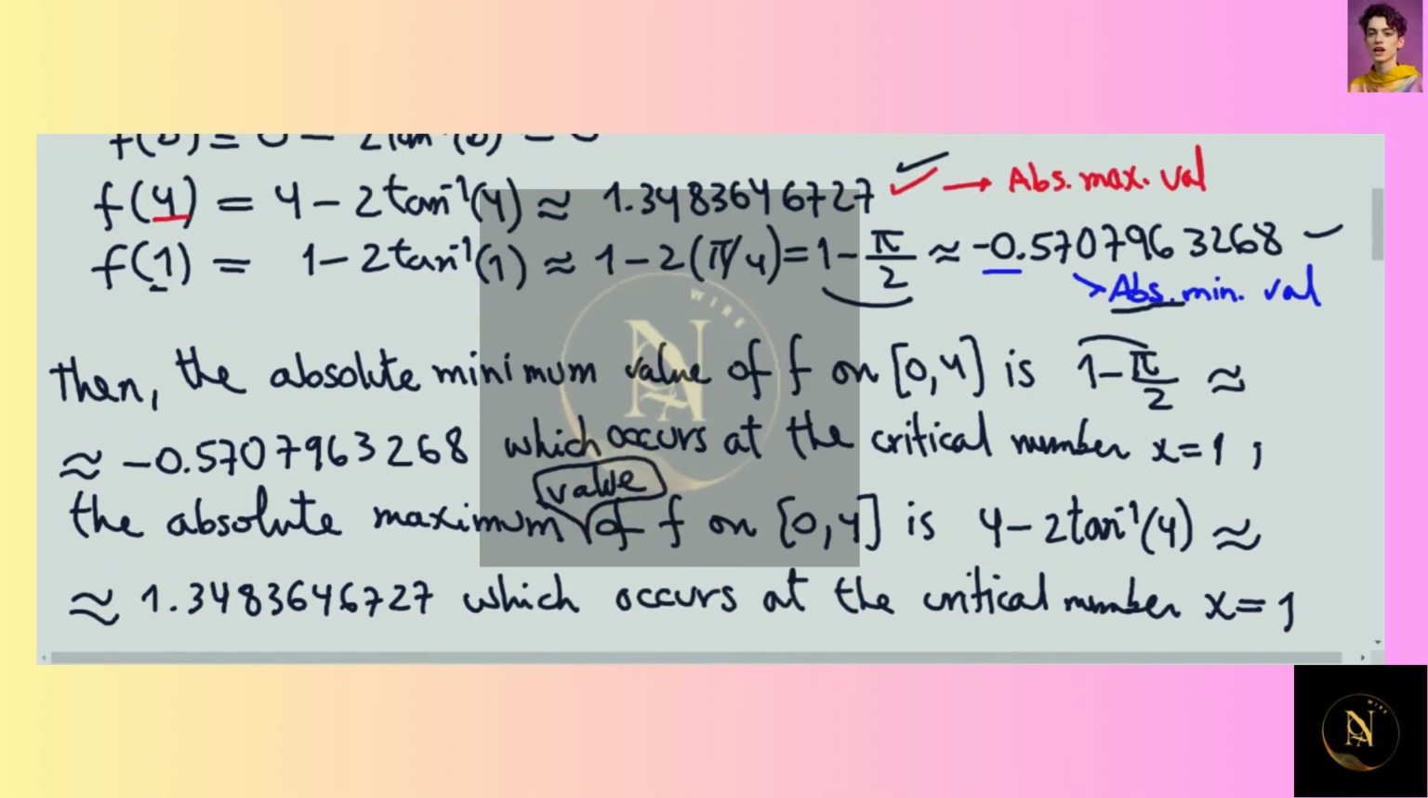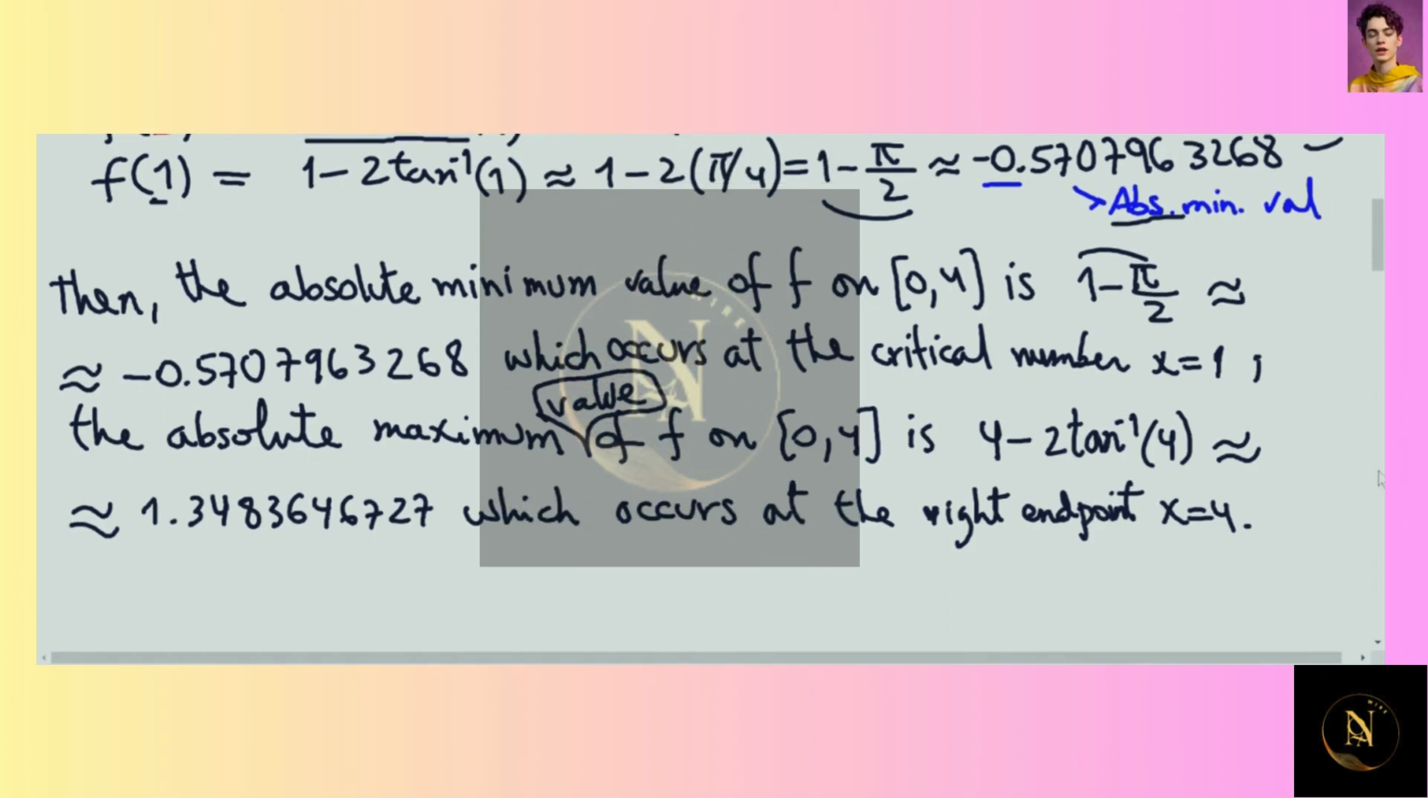Now the absolute maximum value is this one here, 4 minus 2 inverse tangent of 4, which is approximately equal to that, and that does not occur at the critical number. I'm repeating what it was above. It happens at 4, that is the right endpoint of the interval, so at the right endpoint, x equals 4. Sorry for that. So this is the correct answer.